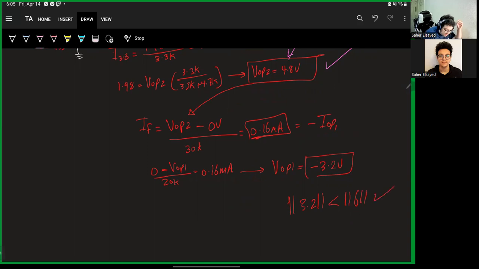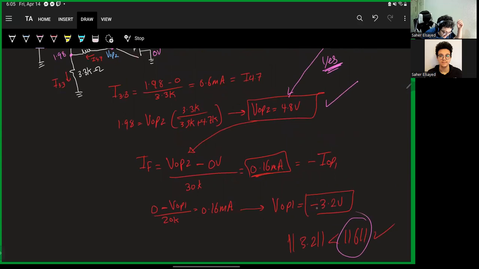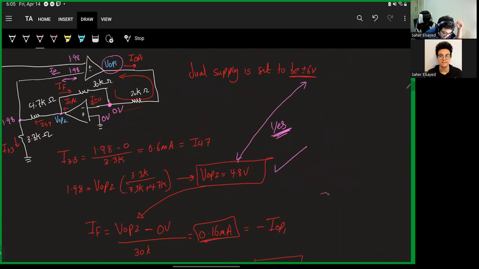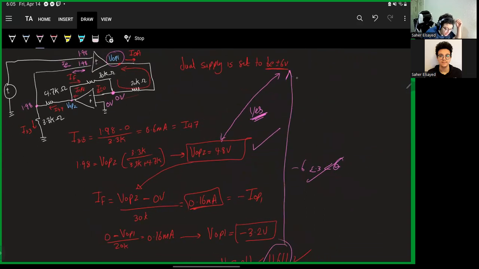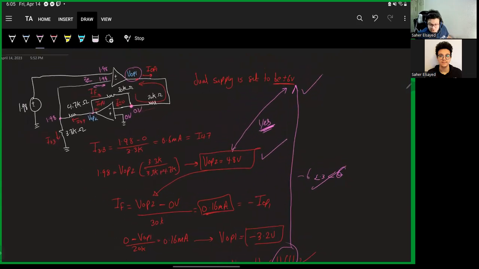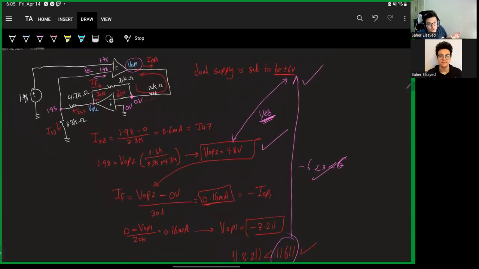So why 6? Because this is our VCC, right? Is negative 3.2 between negative 6 and 6? Basically, yes. So we're good. We compare it to our power rail, so we are good. Saturation mode. So this is exactly what you guys know. This is what you guys do. This is what we did in class multiple times.